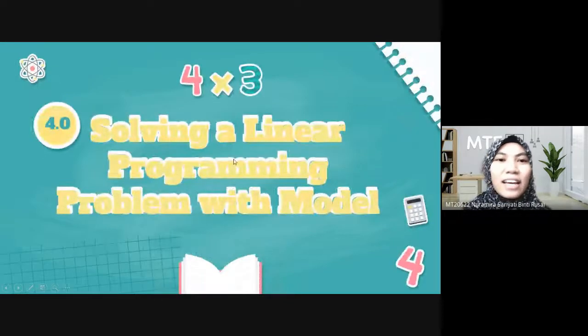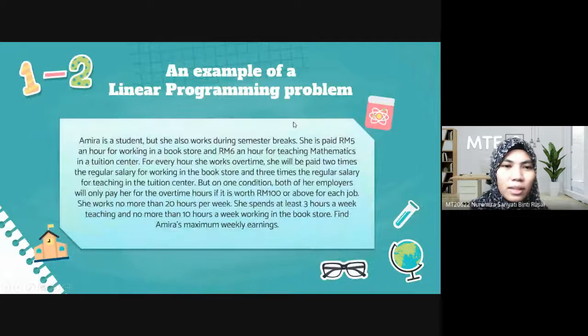Okay, let's solve a linear programming problem with a model. Let's start with an example question. Okay, so let's read together. Amira is a student, but she also works during semester breaks.